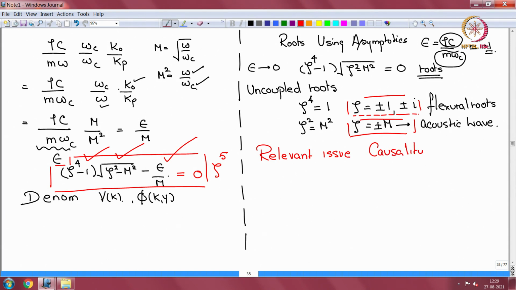Okay, causality of the whole problem is an important thing. So some roots will not obey causality and some roots will obey causality. We'll do that discussion later. But right now, using asymptotics, let us try to find perturbations to these roots. So let us first try to find the perturbation to zeta equal to the root 1.